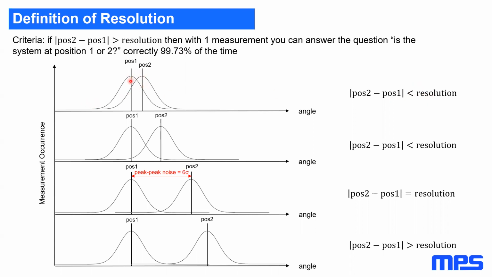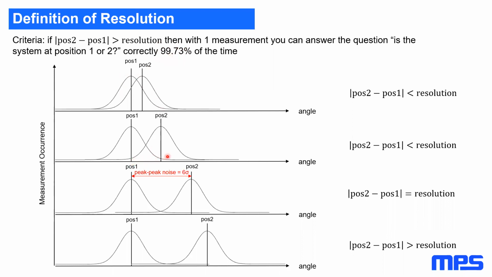So there is a good chance that if I were to take a measurement, that measurement would end up somewhere in here. And if it is, I can't really say whether it's position 1 or position 2. There's a decent chance that it might fall, let's say, here. And then I can say, well, it's probably at position 1, probably not at position 2, but certainly I'm not going to be right 99.73% of the time.